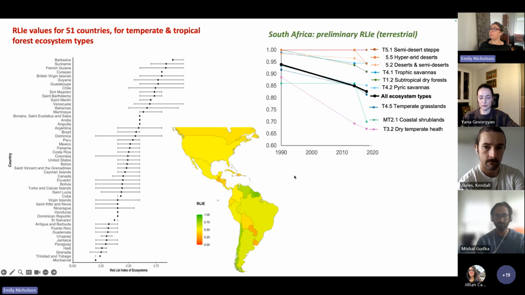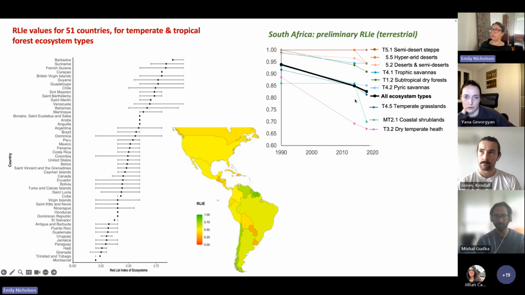And then as we develop these data and more assessments are done, we can develop time series. So in South Africa, for example, they've already undertaken their third national biodiversity assessment, which includes ecosystem assessments. And this is just a preliminary Red List Index of ecosystems for the terrestrial ecosystems of South Africa. So in black, we have the overall Red List Index of ecosystems, and in the background in colours, different ecosystem functional groups. And what we see is a steady decline towards increased risk or more threatened ecosystems.